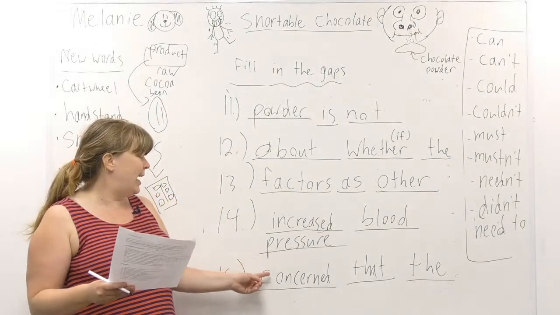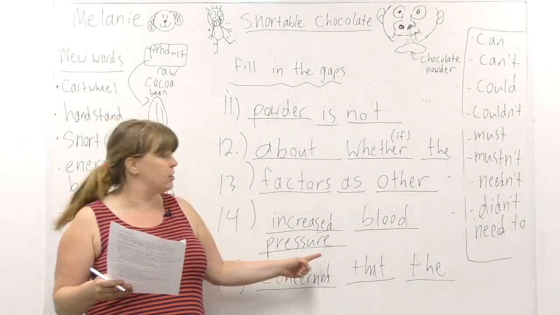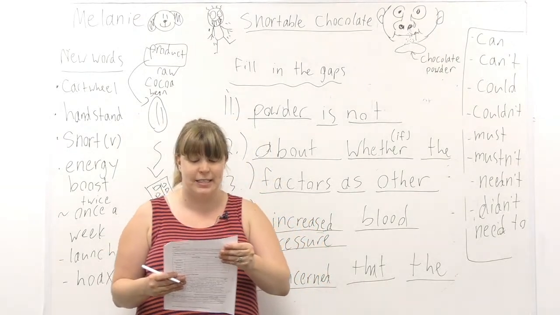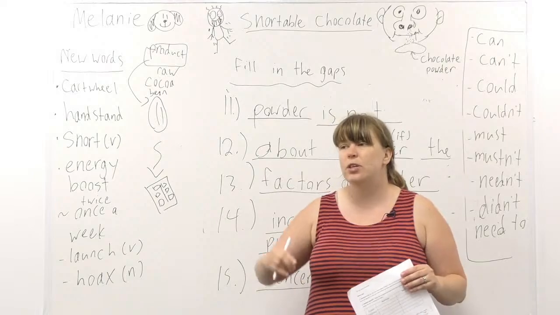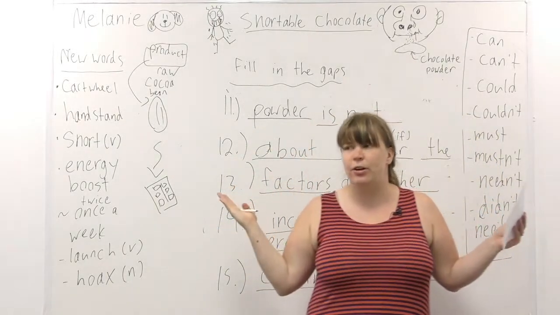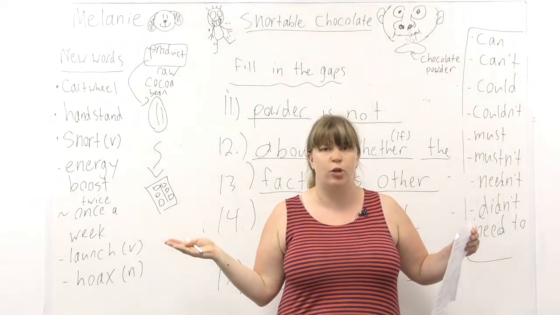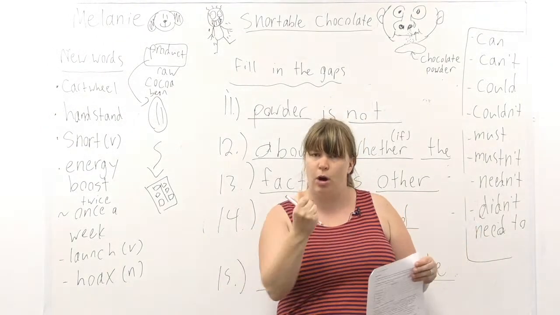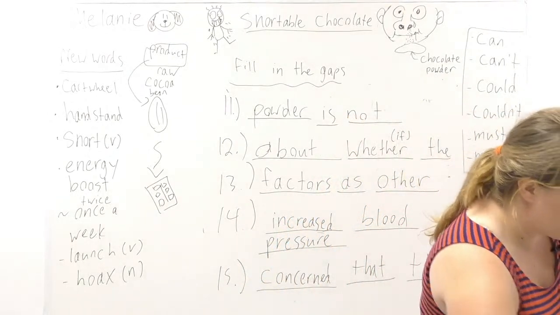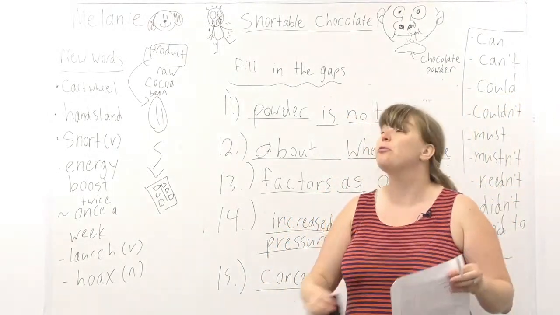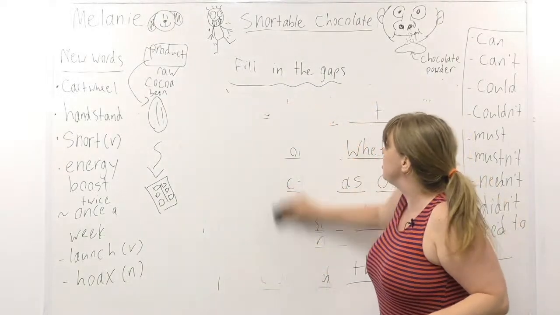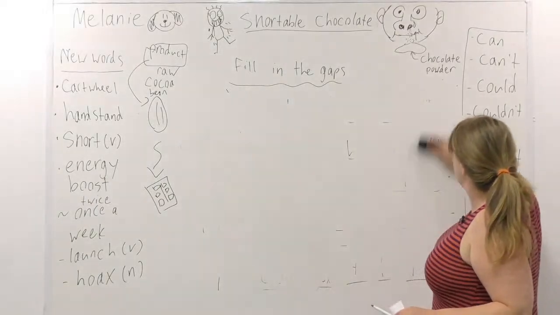So they are concerned that the product doesn't have an official ingredients list. So there's no list of ingredients. Like, what's in here? Is it really just chocolate, cocoa powder? Is that it? Or are there other things in there? Okay, so we're going to do the last three. We're going to fill in the last three blanks, and then we'll do a few comprehension questions.